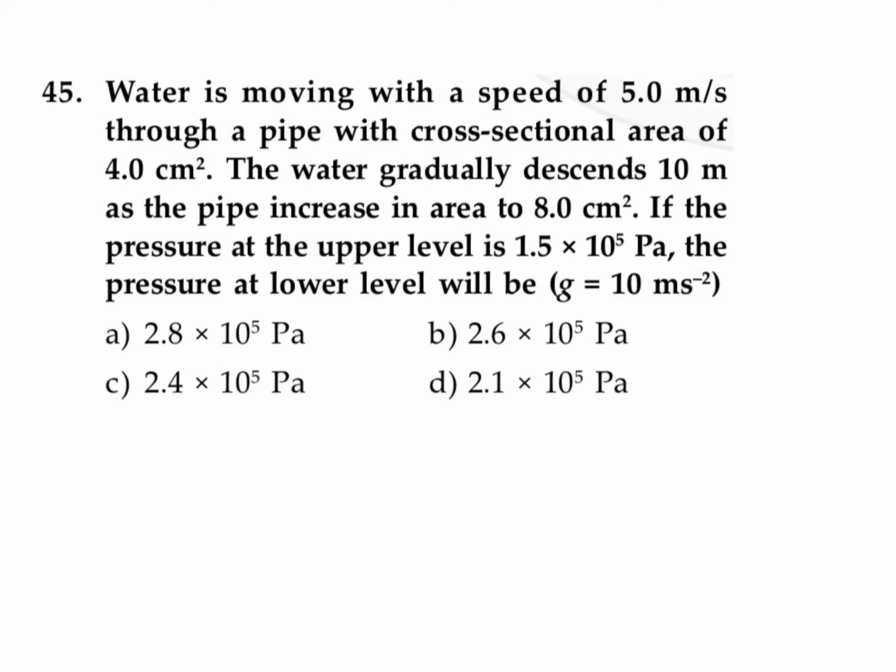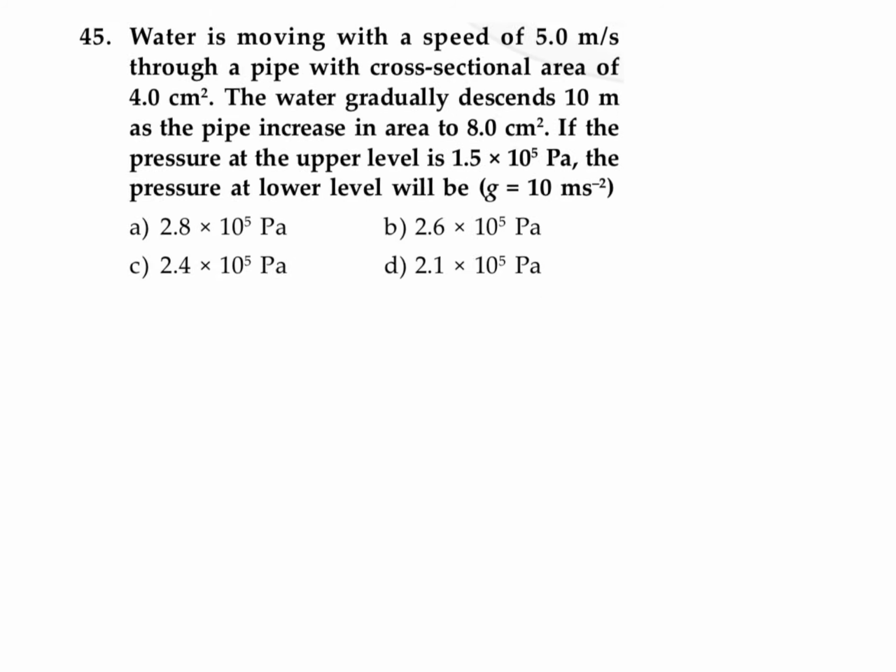In this question, it is given that water is moving with a speed of 5 meter per second through a pipe with cross-section area of 4 centimeter square. Water gradually descends 10 meter as the pipe increases in area to 8 centimeter square. The pressure at the upper level is 1.5 into 10 raised to 5 Pascal. The pressure at a lower level is?